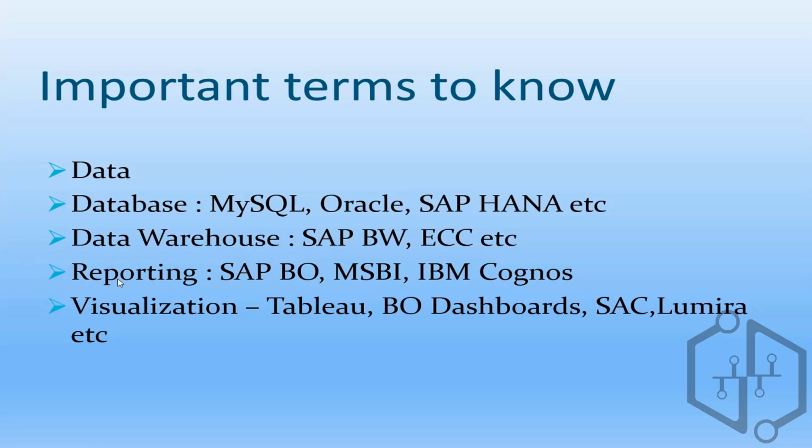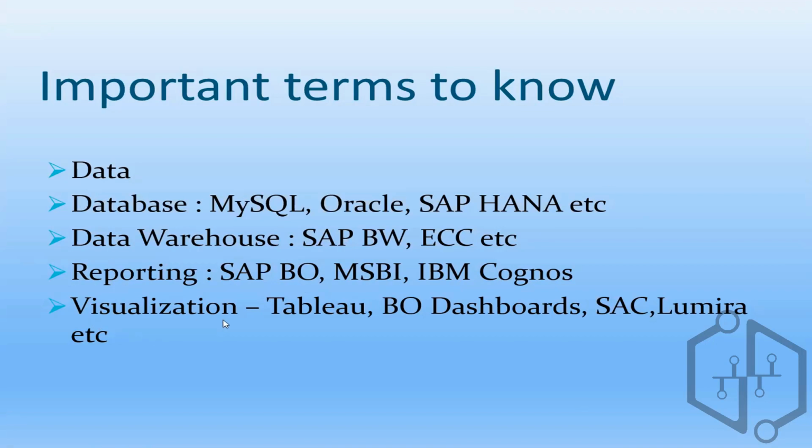The examples of reporting tools are SAP Business Objects. We can say one tool from each company: from Microsoft we have MSBI, from IBM we have Cognos, from SAP we have SAP Business Objects. So we know how competitive this reporting is.